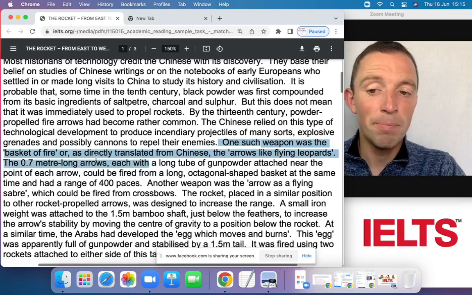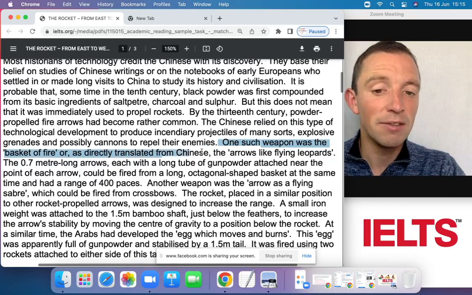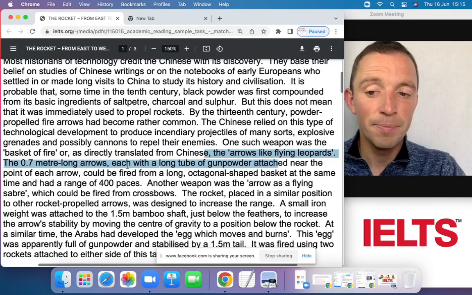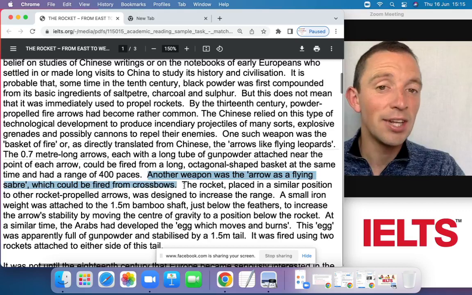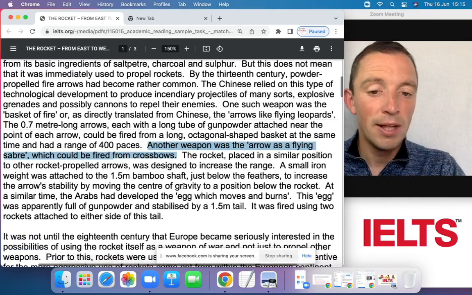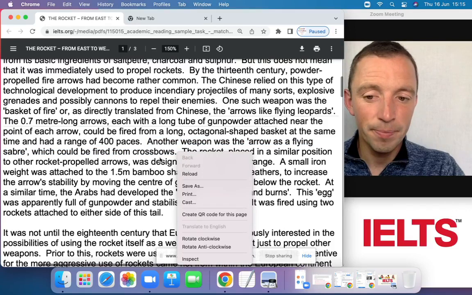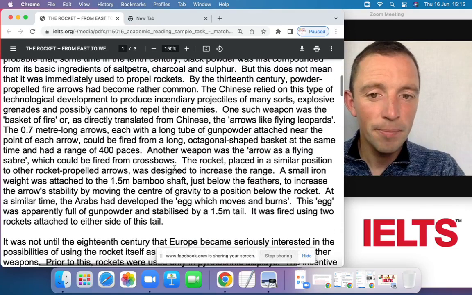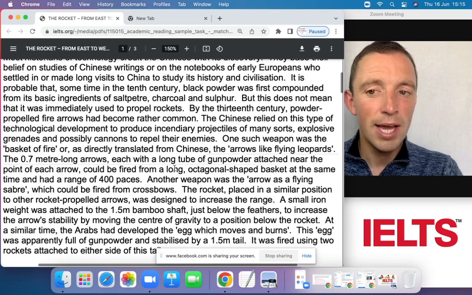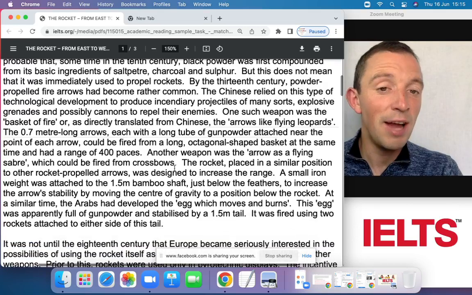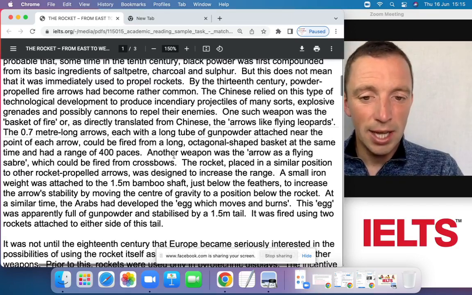One such weapon was the basket of fire, as directly translated from Chinese. The arrows like flying leopards, and again, it's just a description of the weapon. Another weapon was the arrow with the flying saber. Again, another description just of the type of weapon. Here, I don't see specifically who invented it. I don't see any reference to any group who first used it. Maybe the Chinese again, possibly. But let's continue.